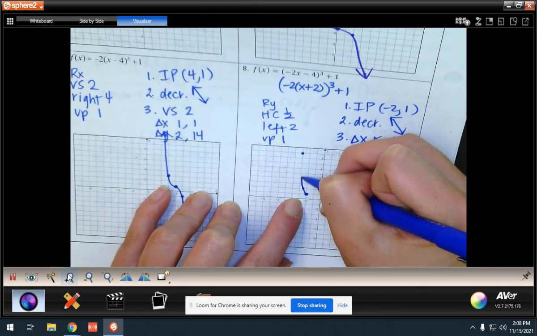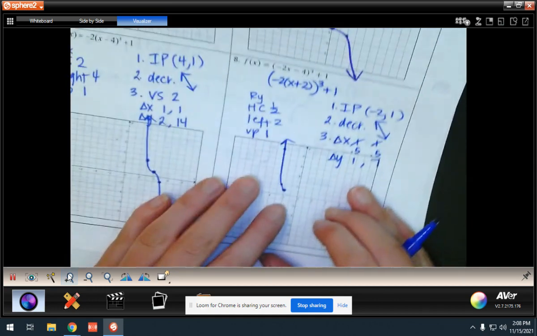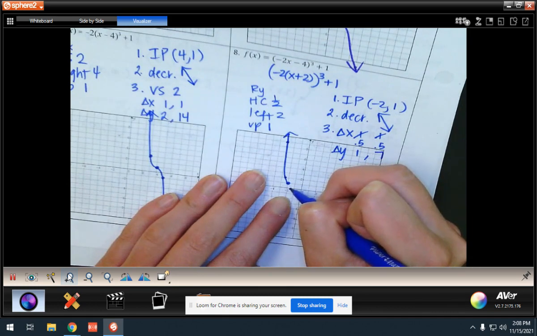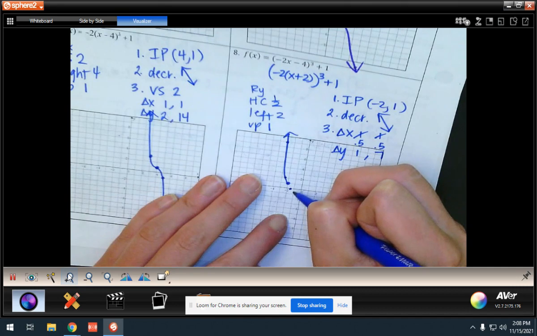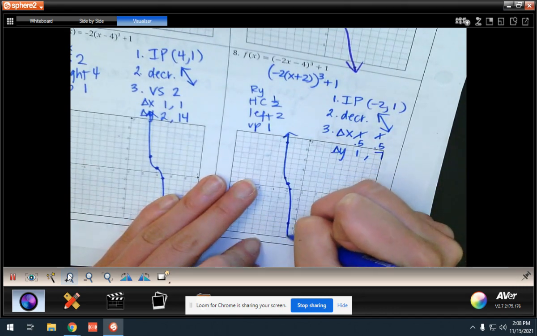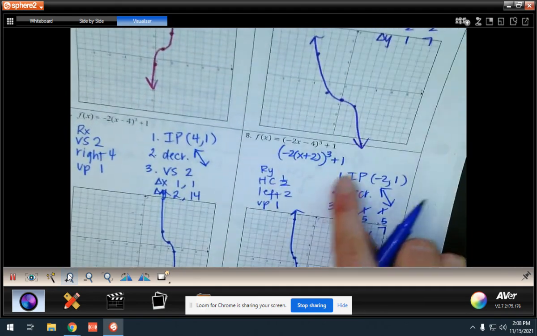So again, it's looking very, very steep with that horizontal compression. Okay, over 1/2 down 1, over to the next whole number, down 7, puts you at -7. Another bunch of really steep S's. That's so bad.